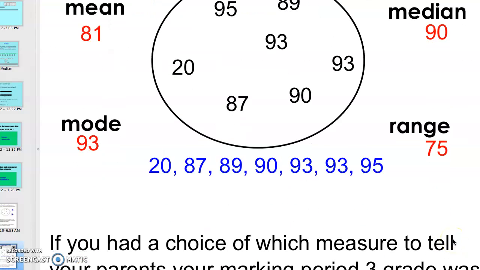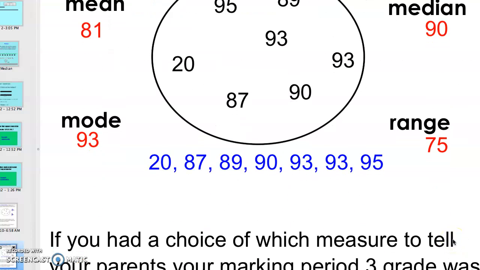Now, if you had a choice of which measure to tell your parents your marking period 3 grade was, which one would you choose? I'm going to guess that you would choose the mode because that's the highest grade, right? You want to tell your parents, look, I got a 93, right? However, that's not how it works.